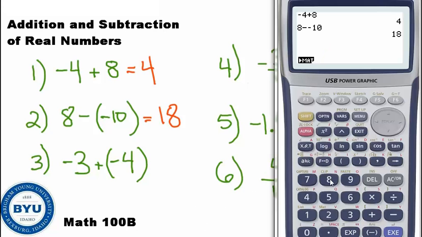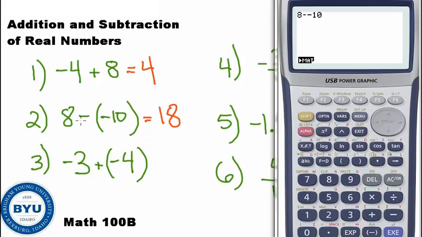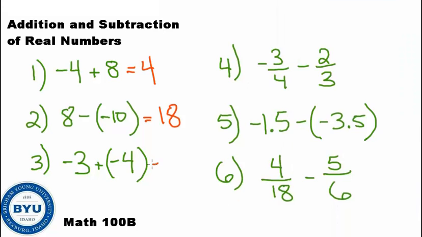If you typed in 8 and used a minus instead of a negative, look what's going to happen. The calculator is going to say error. Sometimes it'll give you an answer and it will be wrong. So don't mix up the negatives and the subtractions. The correct way to type that in would be 8 minus a -10. Okay, good. Let's continue. The next one was -3 plus a -4, which gets me -7.